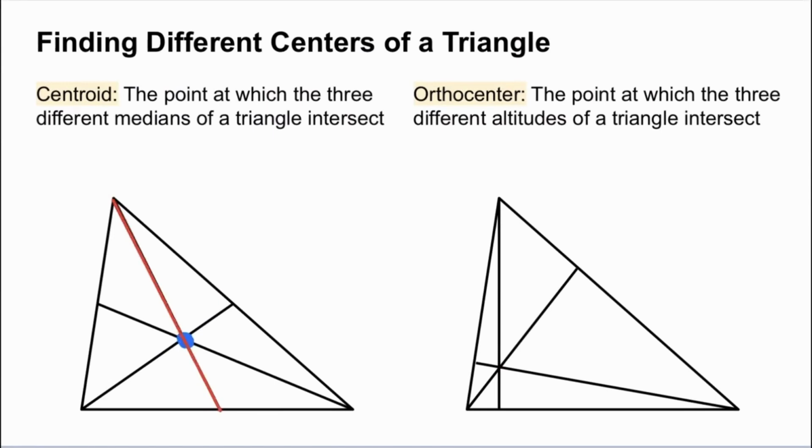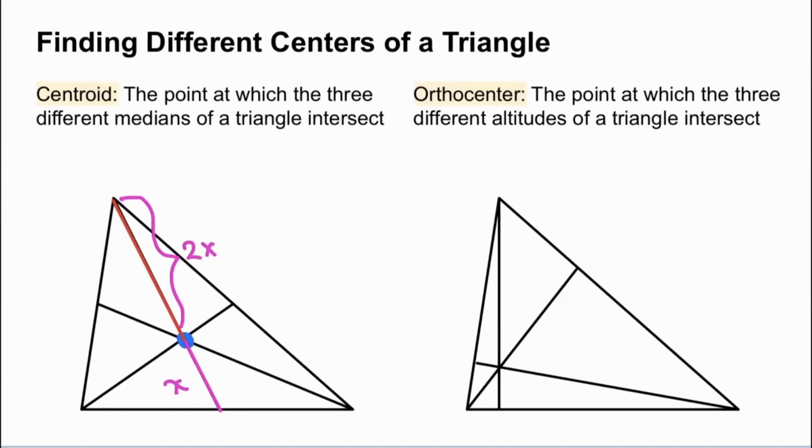If you take any median that makes up a centroid, it's going to be split by the centroid with a proportion of 1 to 2. Basically, what this is saying, if this side length right here is some length x, then this guy up here is going to be double that, 2x. And that's really important. That holds true for any median that you take of the centroid.